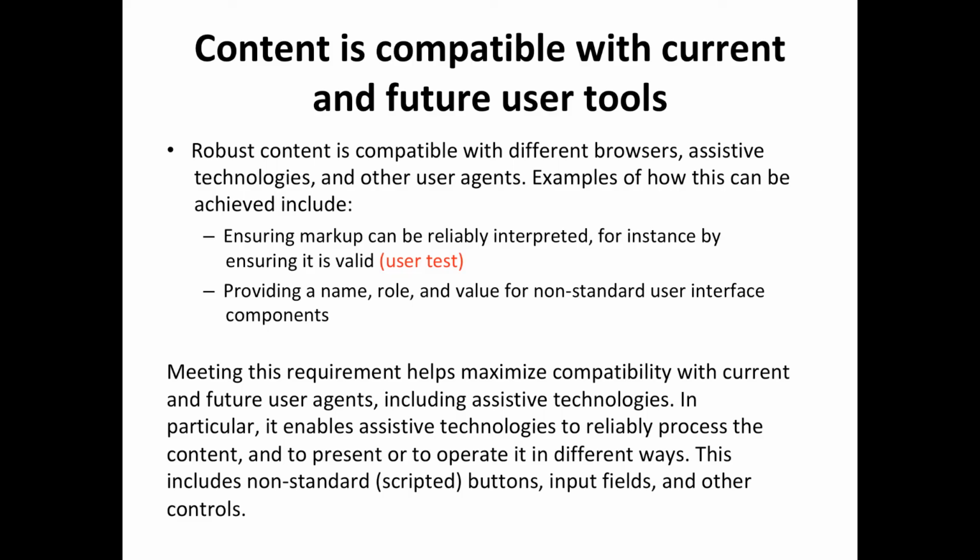And the last principle of accessible design is that content is compatible with current and future user tools. Robust content is compatible with different browsers, assistive technologies, and other user agents. Examples of how this can be done include ensuring markup can be reliably interpreted, for instance, by ensuring it's valid. So you can run this through an HTML validator. I highly recommend going through the WCAG validators and just say, hey, is this valid? All my HTML, is it coming back with any errors?